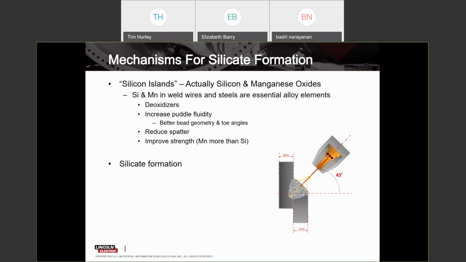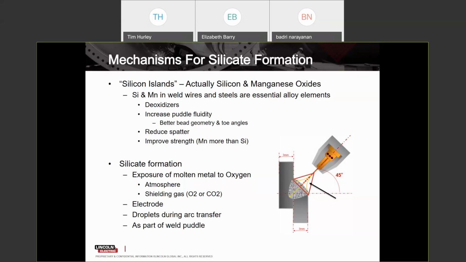So the silicate formation itself is really done as you look at the arc itself. The exposure of molten metal at certain temperature ranges is where the silicon and manganese adhere to and attach to the oxygen itself. The shielding gas or oxygen in the atmosphere can be sources for this combination. What we see is in that arc itself, as the droplets are being transferred from the wire to the base material, that area is really where the exposure takes place most commonly.